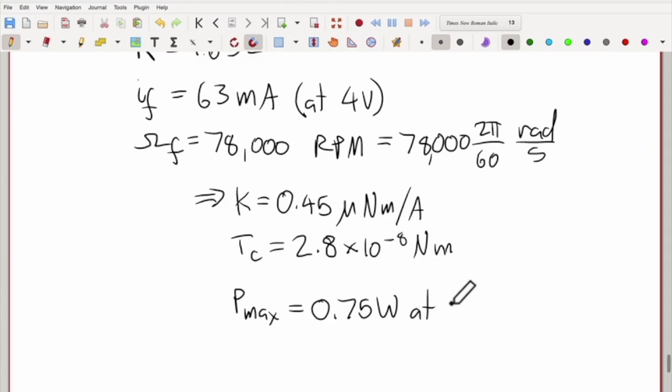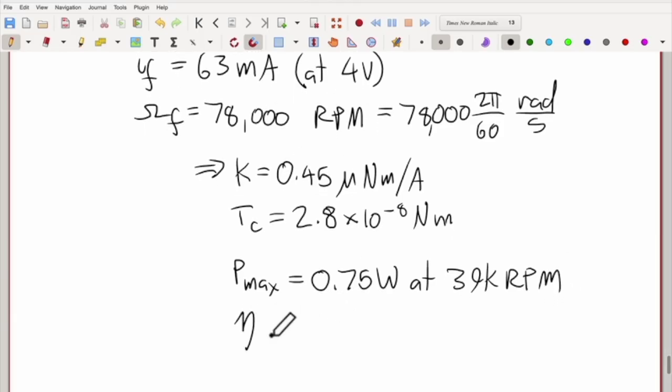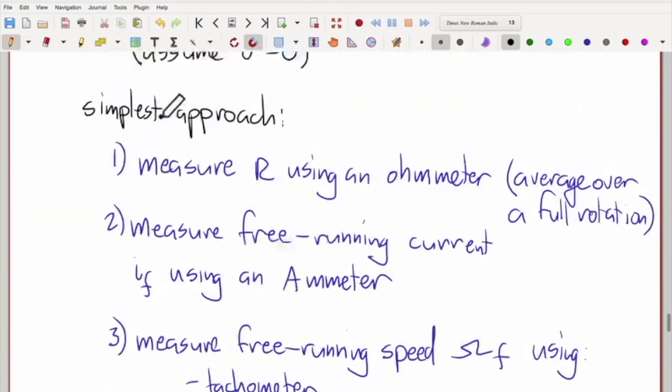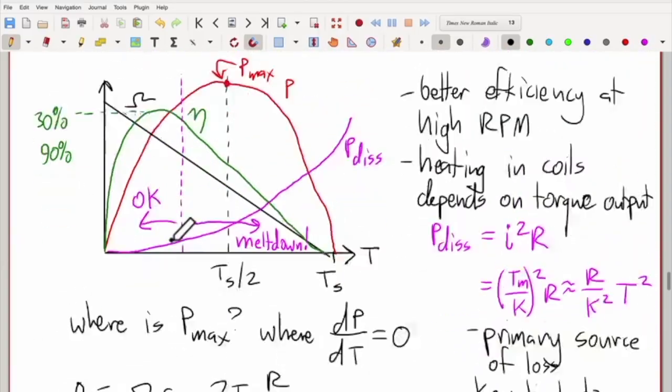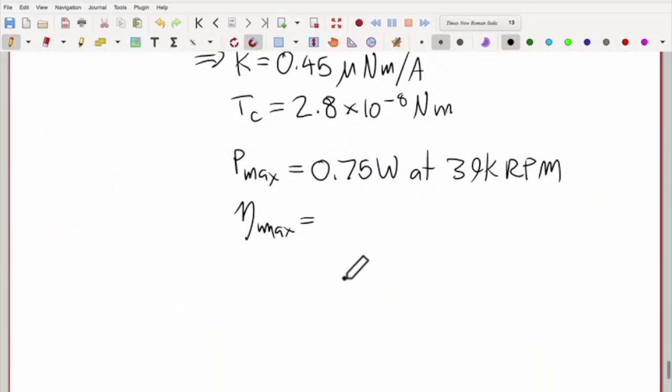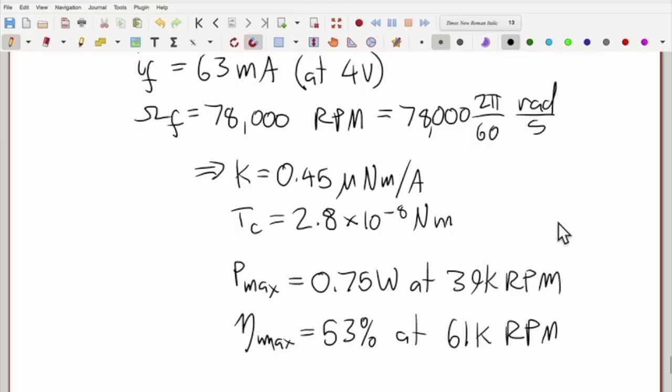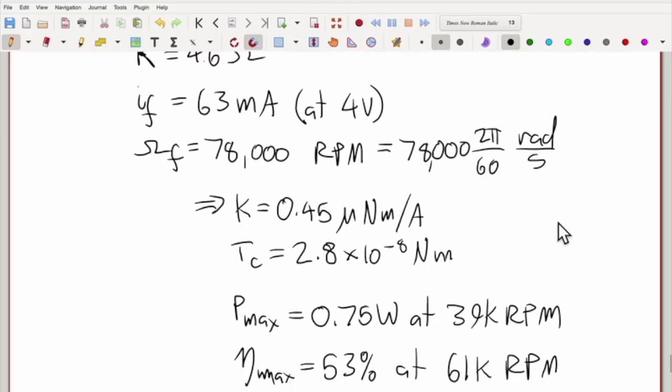at 39k RPM, which is half that speed. And then eta max for this motor, the peak of that eta max is at a different RPM. It's this one here. Eta max, max efficiency, is 53%. And that happened at higher RPM, 61k RPM. Okay, so that's an example, and we can calculate some of these key quantities.